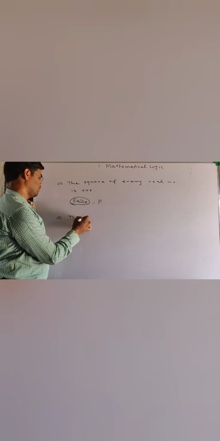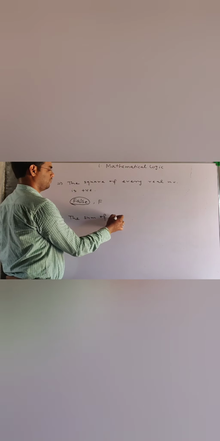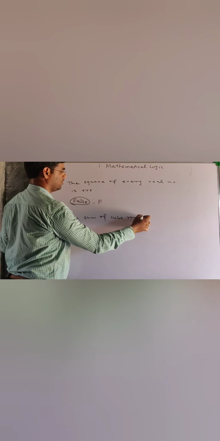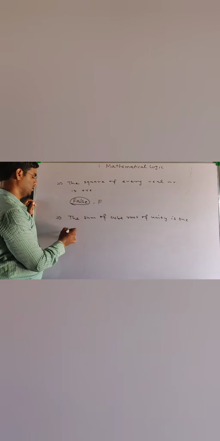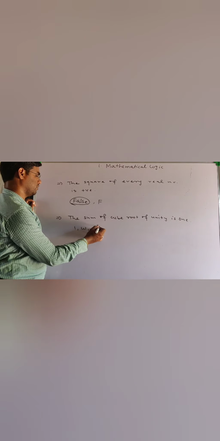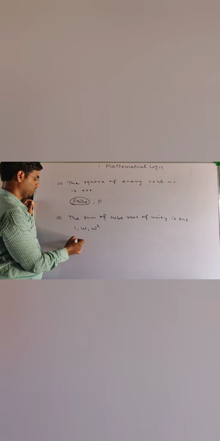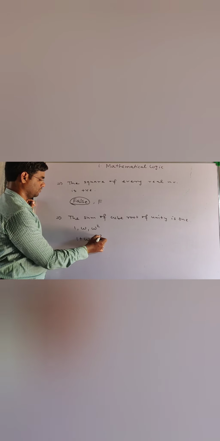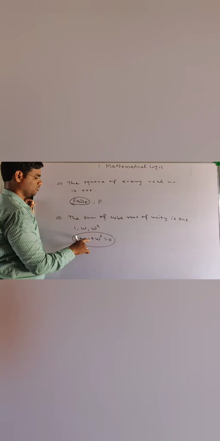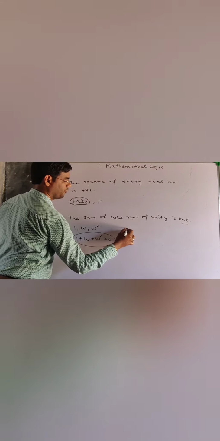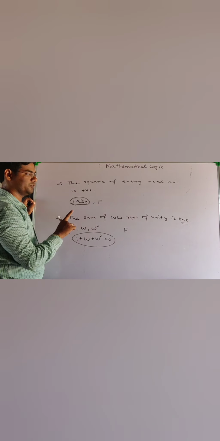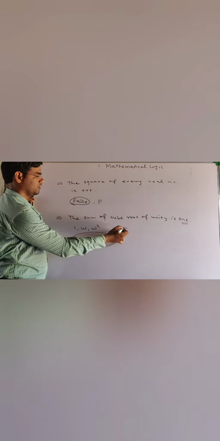Next sentence: The sum of the cube roots of unity is 1. You have heard about the cube roots of unity in complex numbers. We know that 1, omega and omega square are the cube roots of unity, and the sum of these three numbers is 0. Here we have written 1, so the sentence is false. Therefore it is a statement which is false, and its truth value is F.